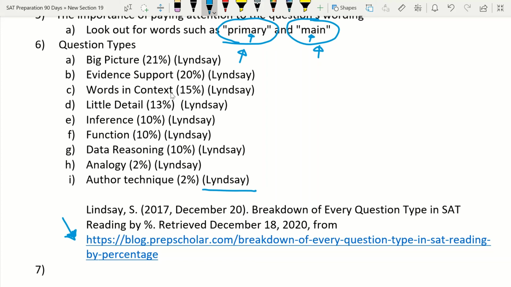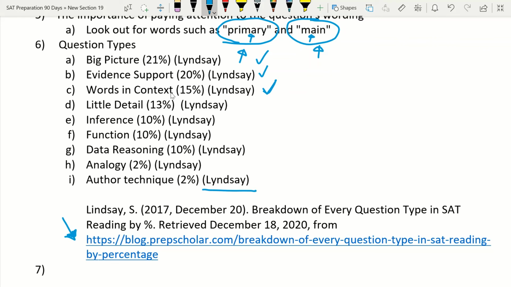Evidence and support. These are the questions I talked about where you have to answer a question, probably make a claim, and then go back and support it with evidence from the text. That'll be finding those lines, and I already discussed strategy for that as well. Okay, words in context. I already discussed that as well. Those are the most nearly means questions. We see that those show up pretty commonly as well.